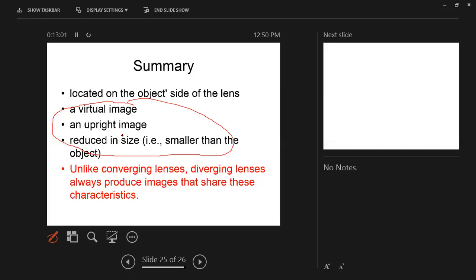For converging lenses, we cannot say they have exactly three characteristics. They have more than this. But for diverging lenses, this is going to happen. These three characteristics will always be there. Whatever you put the object, you are going to have this characteristic for the image.